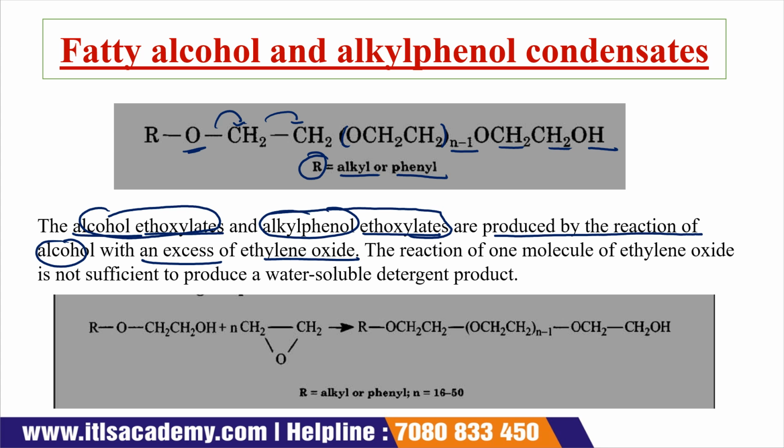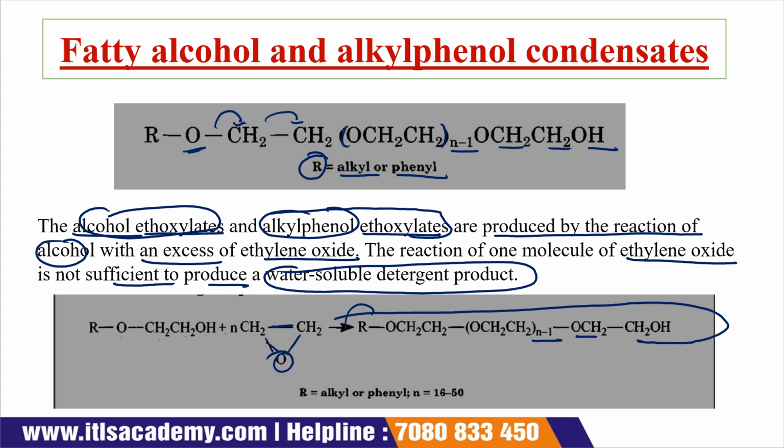The reaction of one molecule of ethylene oxide is not sufficient to produce a water soluble detergent product, so we require more than one molecule of ethylene oxide. Here the reaction is ROCH2CH2OH plus n CH2-CH2 (attached to O), which converts into ROCH2CH2(OCH2CH2)n-1 OCH2CH2OH, where n is equal to 16 to 50 and R is alkyl or phenyl.